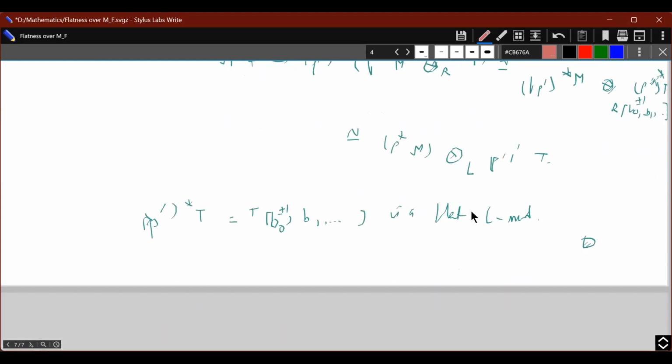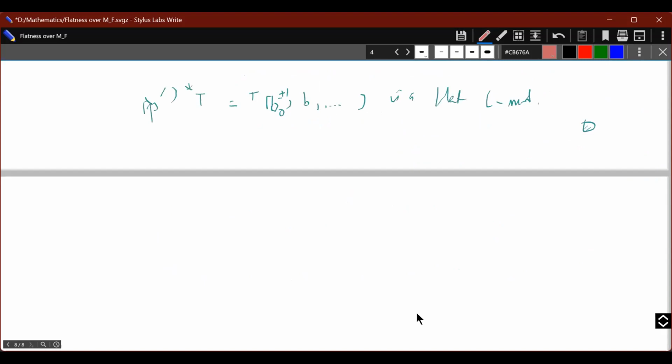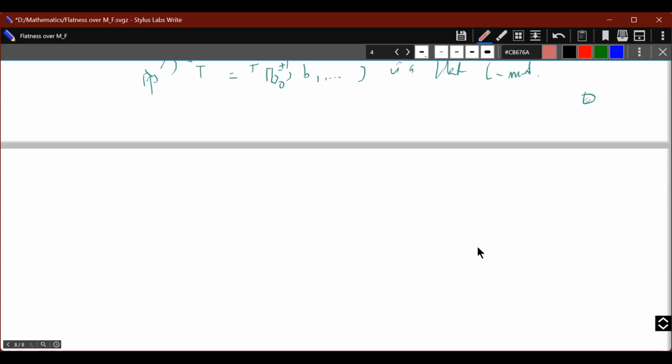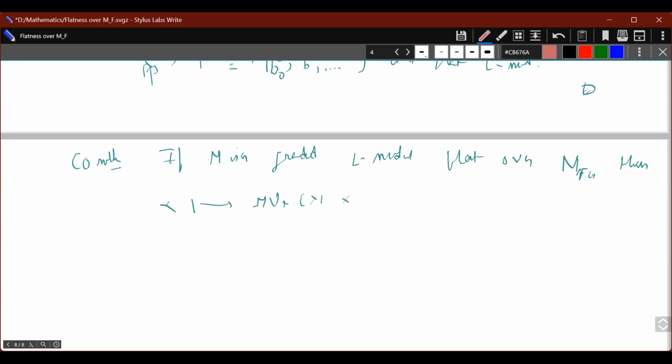So an immediate corollary would be, if M is an integrated module flat over G, then this will be a big corollary, as you can see. So this is in a way why we care about flatness of some modules.